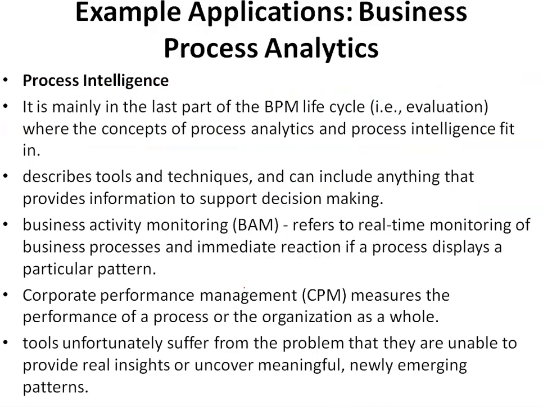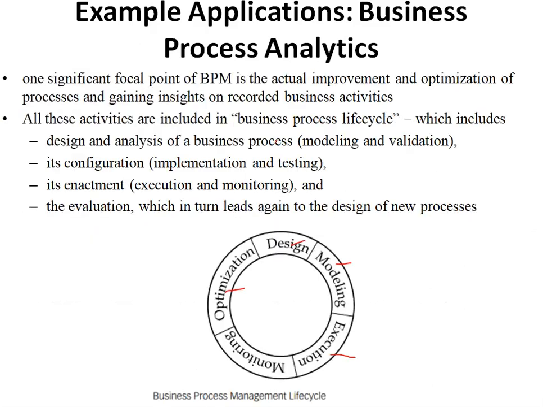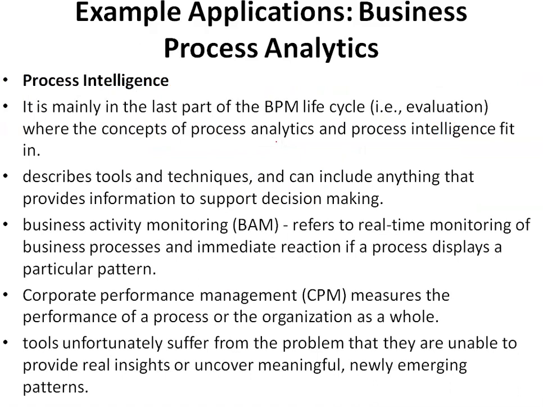Then process intelligence is mainly the last part of the business process model life cycle, which includes evaluation. From the figure we can see evaluation, or optimization, can be taken as the last part of the business process model, where the concepts of process analytics and process intelligence fit in. It also describes the tools and techniques that will be used in order to support decision making.